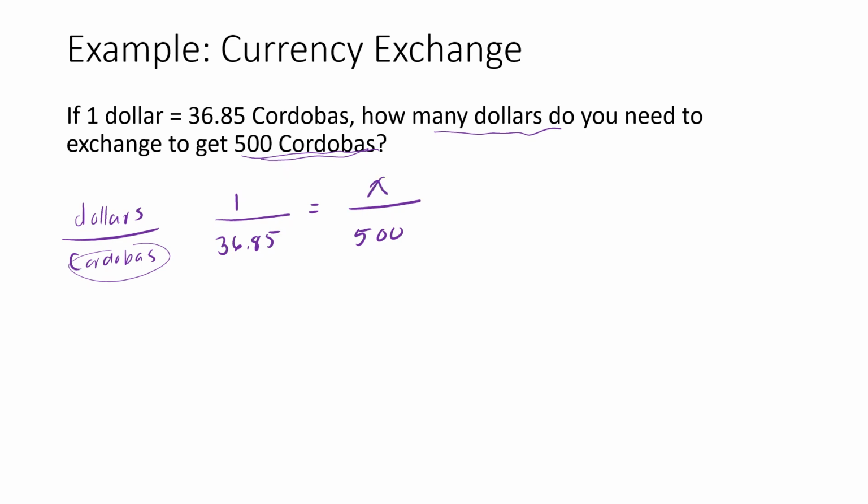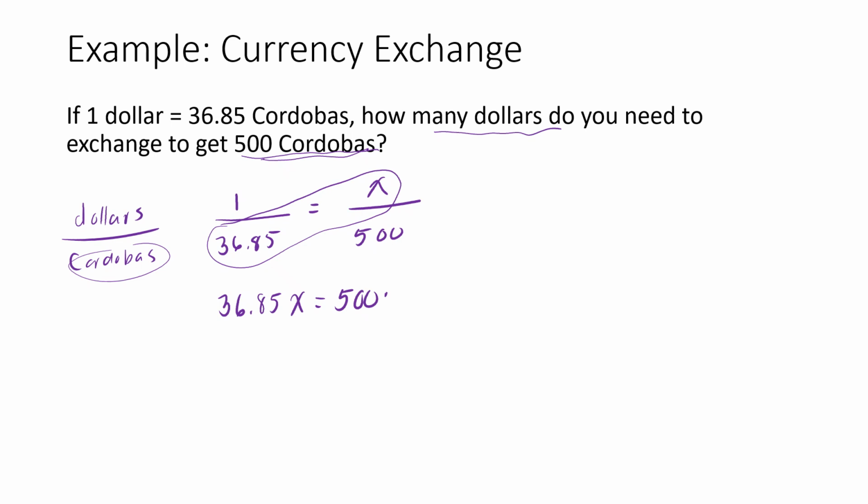And the unknown, the x, goes on the top, and we will cross multiply because we know that the ratio between cordobas and dollars is always the same. So if we know that those are the same ratios, we can use cross multiplication to get there. So 36.85x is equal to 500 times 1, which is just 500.